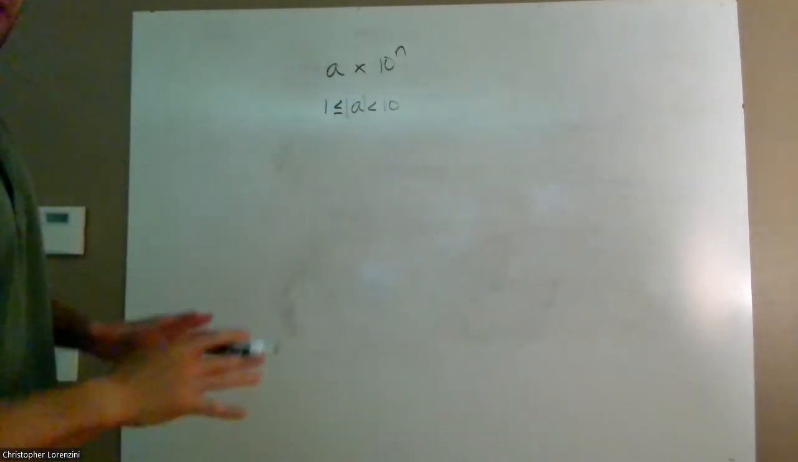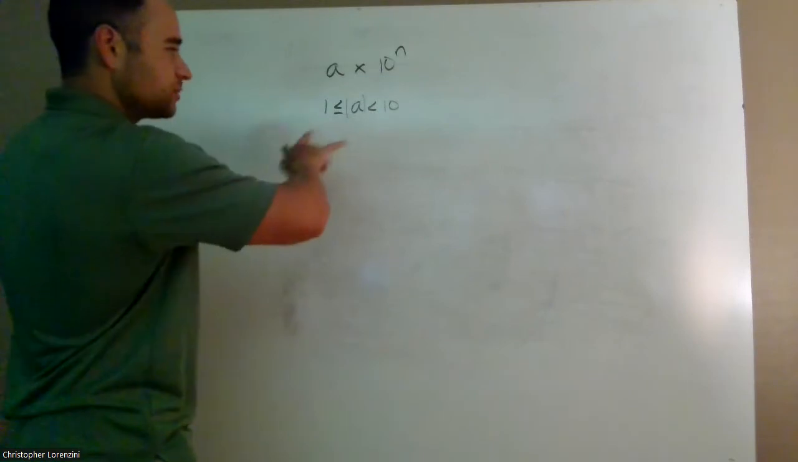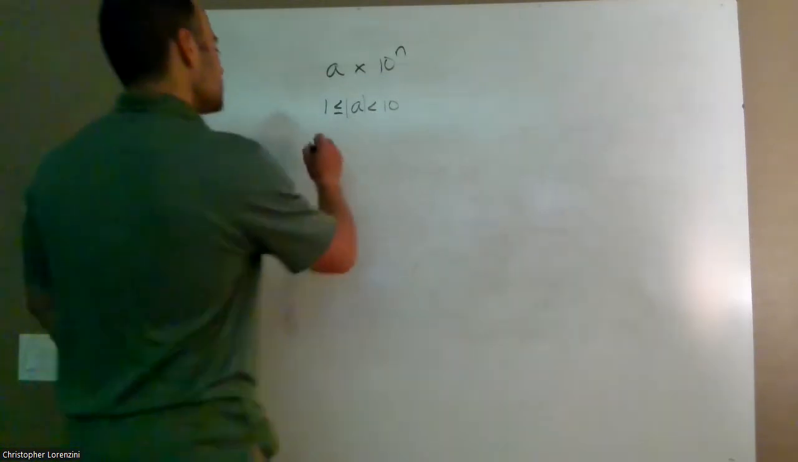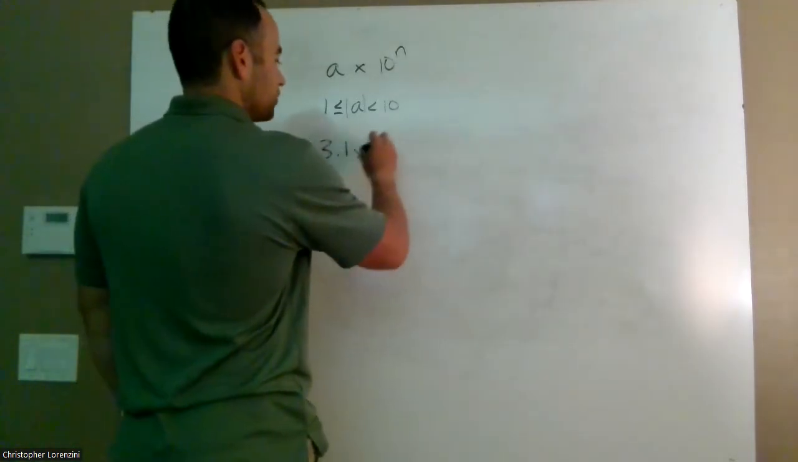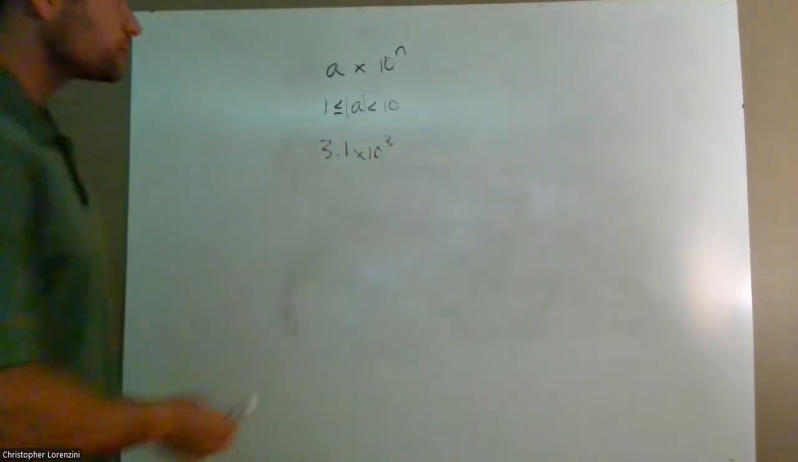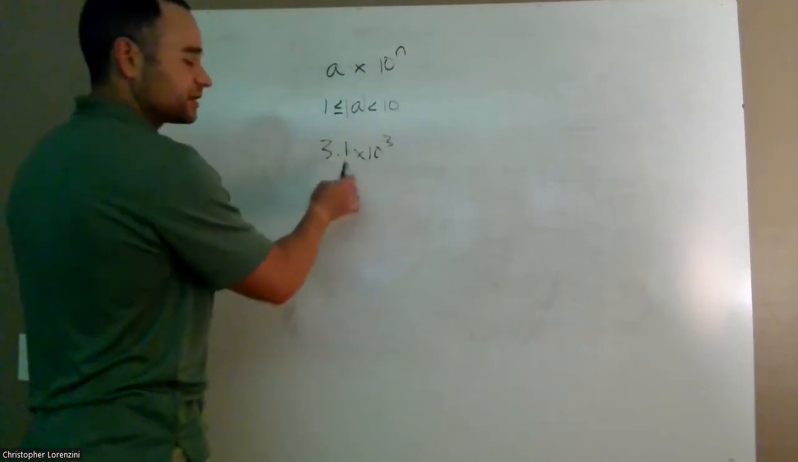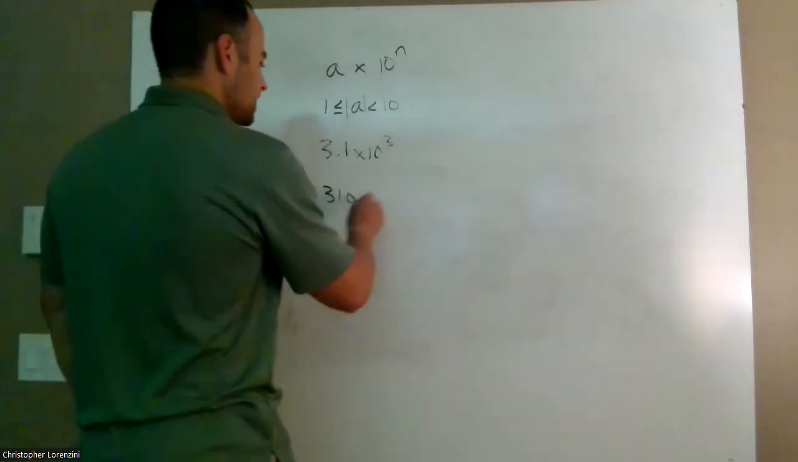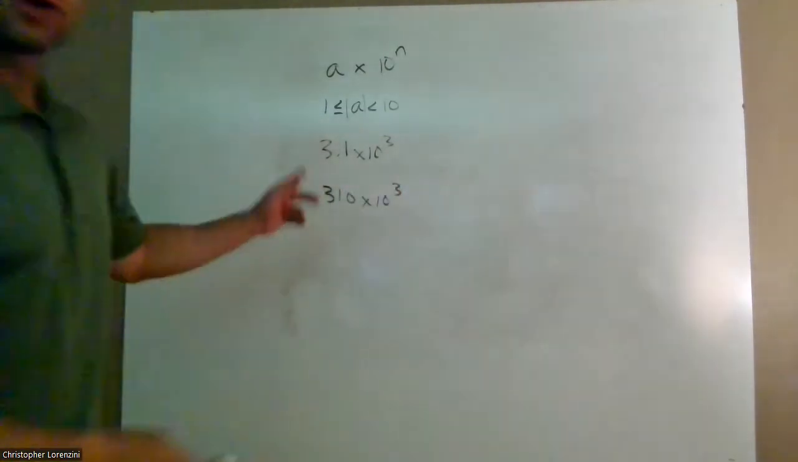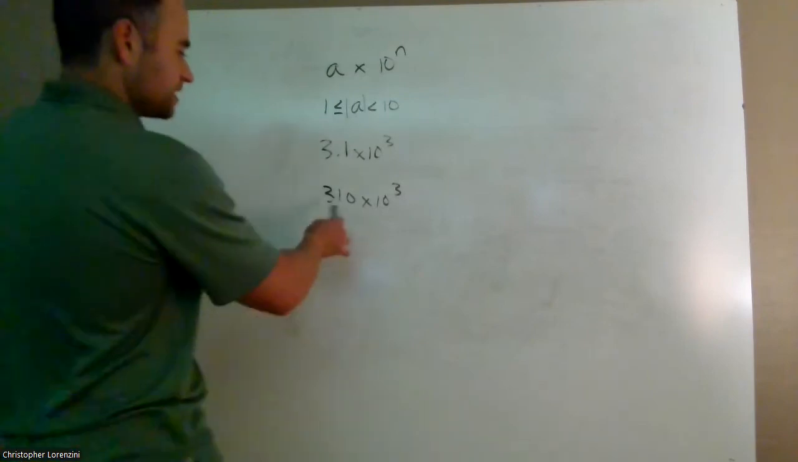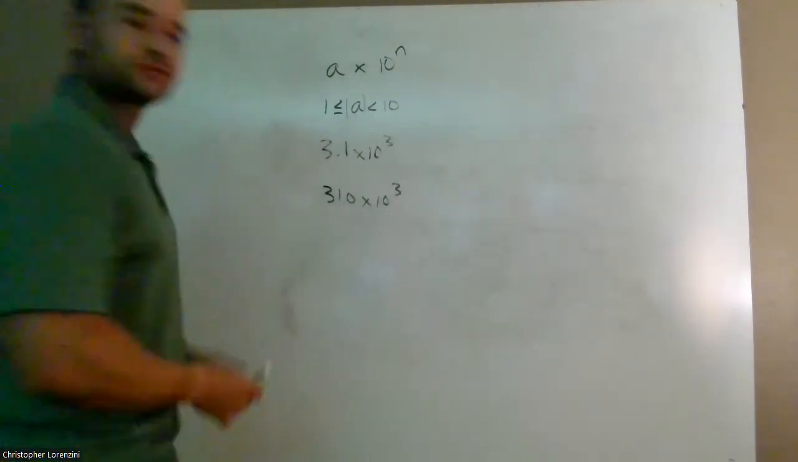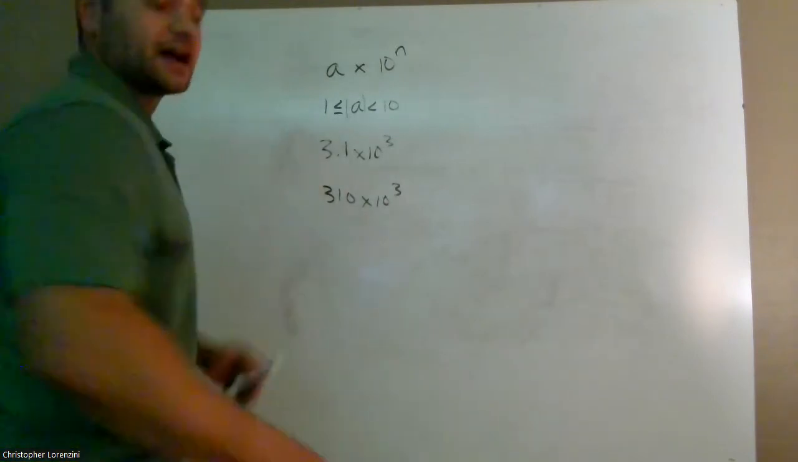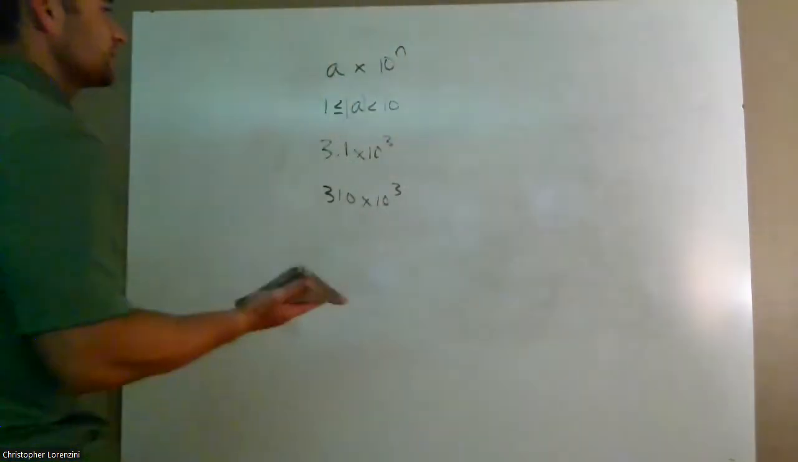Now, one of the rules for scientific notation is that A, or in this case, the absolute value of A, the number that's there, must be between 1 and 10 in order for the number to be written in scientific notation, which means something like 3.1 times 10 to the third would be written in scientific notation. But the number 310 times 10 to the third would not be written in scientific notation because I can actually pull out 2 more factors of 10 from this number. So that's the concept that we're taking a look at with scientific notation.